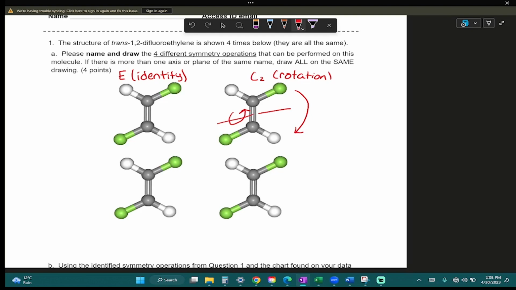It doesn't have any perpendicular ones because if we rotate it perpendicular to that double bond, we're going to flip where our fluorines are, and we don't want that. If we rotate it along our double bond, we also flip where our fluorines are, and that's not the same. All right. What's another one that you guys can see?